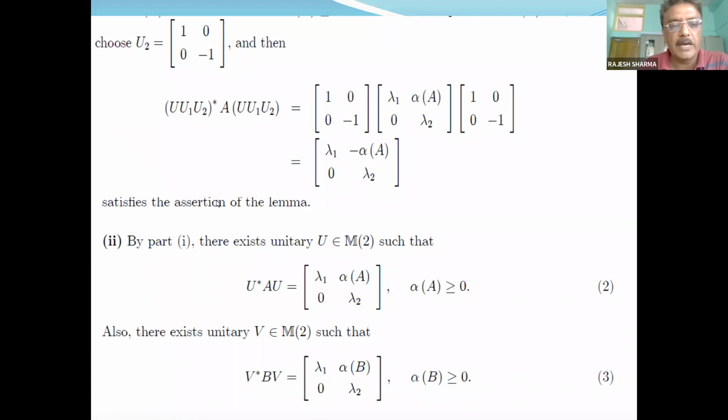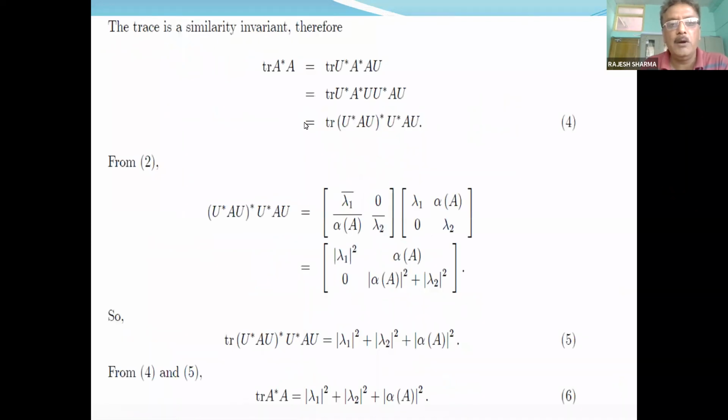Now we prove the second part using this first part. By part 1, there exists a unitary U such that U star AU is equal to lambda 1, lambda 2, 0, alpha A. Alpha A is non-negative. Similarly, we can choose unitary V such that V star BV is this, where alpha B is non-negative. Now eigenvalues of A and B are same. Now we have to show that alpha A is equal to alpha B when trace A star A is equal to trace B star B.